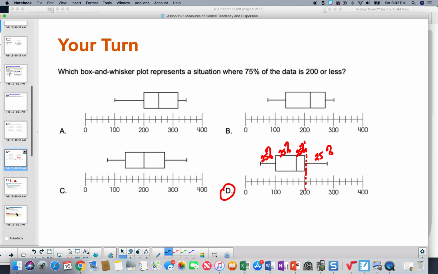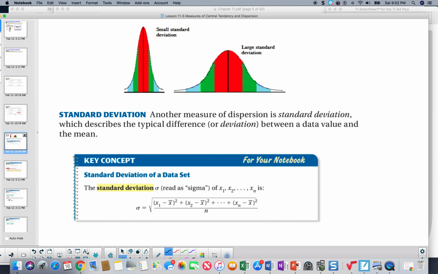And here's the answer. Let's take a look at a very important stat, which is called standard deviation. This is much more sophisticated than the range, and statisticians use this a lot. Standard deviation, and here is the formula. This standard deviation symbol is read as sigma. So standard deviation sigma is this formula. Notice it's a lot more complicated than the mean formula.